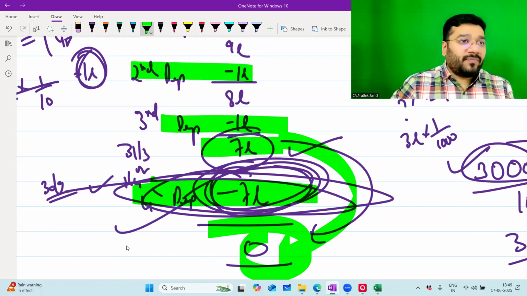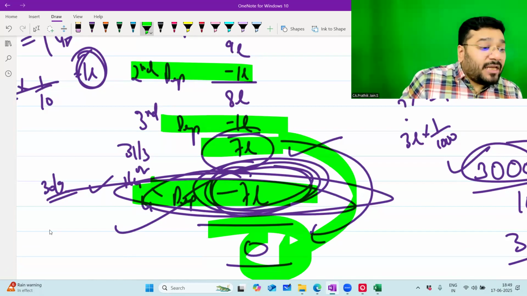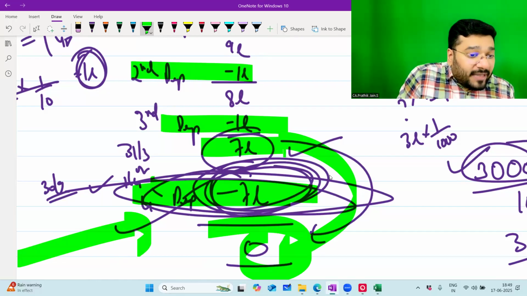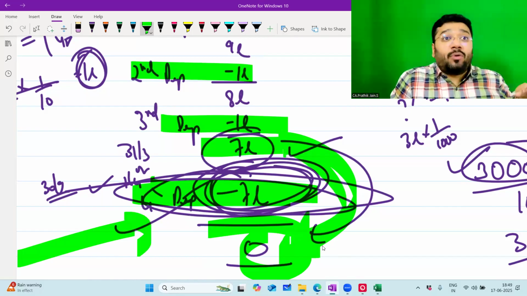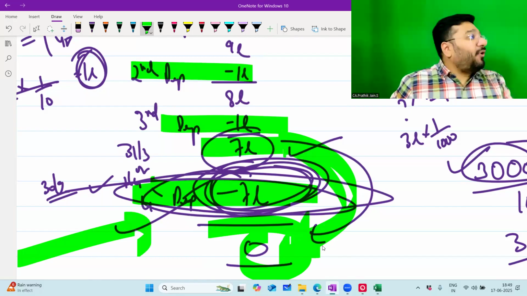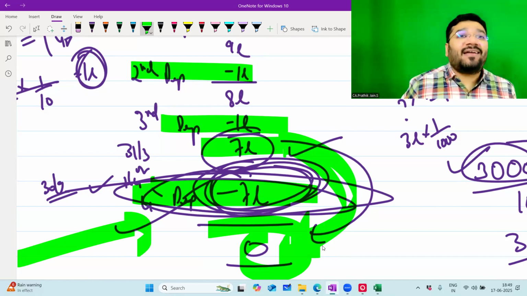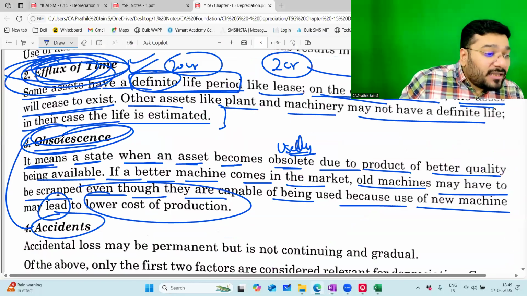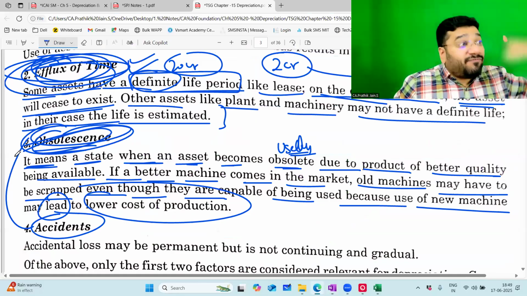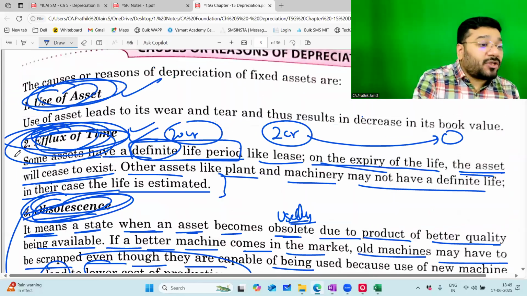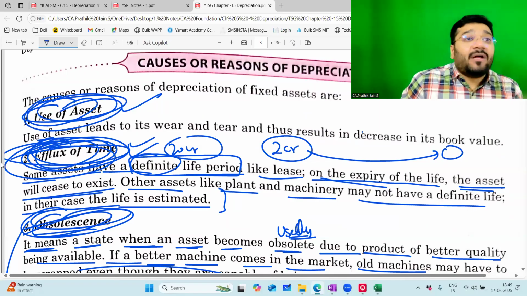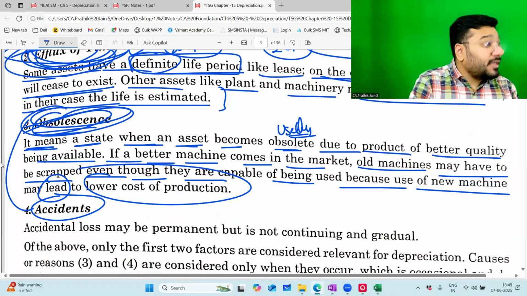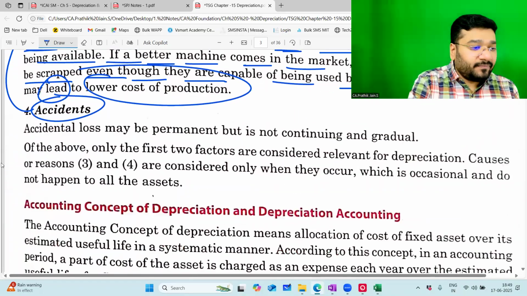My question to all of you: in case of obsolescence, especially when you record the depreciation in the 4th year, the fall in the value of the asset from 7 to 0, was it gradual? Was it steep? Steep fall. In no second, the value of the asset fell down. That's why I told you in the case of obsolescence, the fall in the value of the asset is very steep, very fast it will fall. But in case of usage of asset and efflux of time, the fall is gradual. All these are MCQ based questions. That's why I'm explaining all this point in detail.